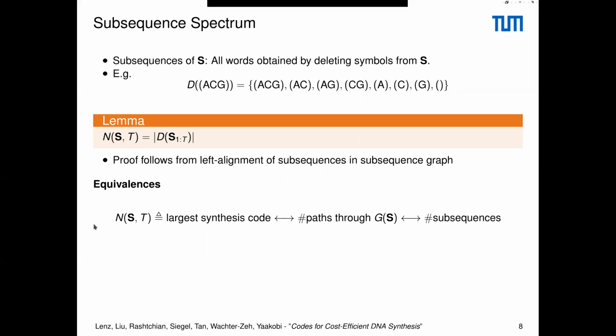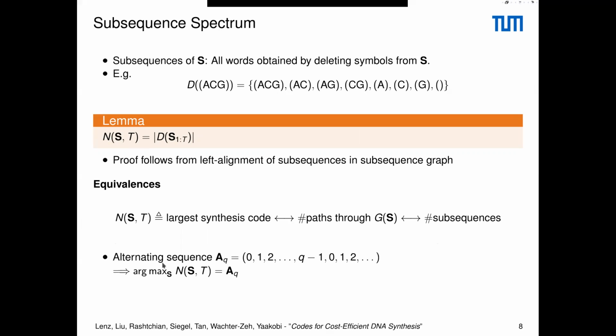All right, then this brings us to the following three equivalences here, which we have already mentioned: the largest synthesis code is equal to the number of paths through this synthesis graph, and this is equal to the number of subsequences of the synthesis sequence S.